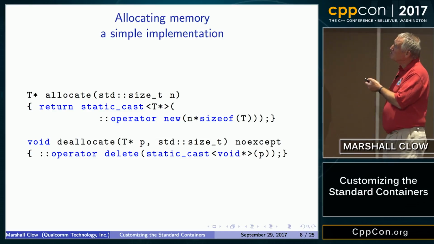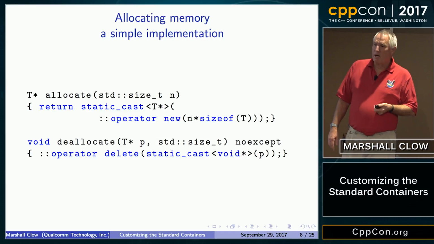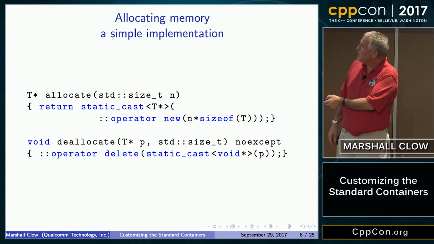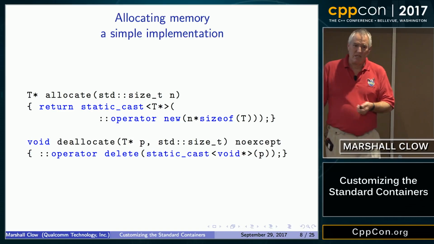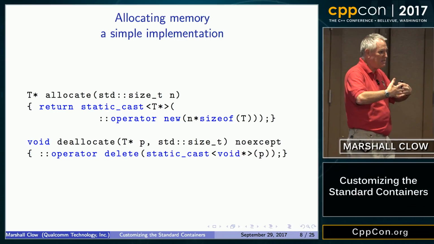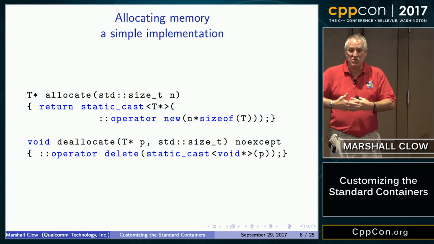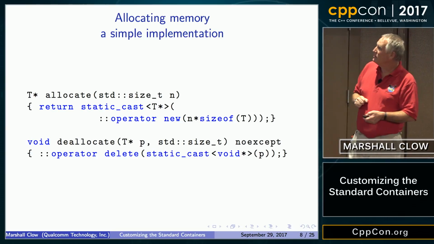And these, I give you sample implementations, or simple implementations is probably a better way to say it. So allocate takes a size and returns a pointer. And since this is an allocator for objects of type T, it returns enough space for n objects of type T. Okay?